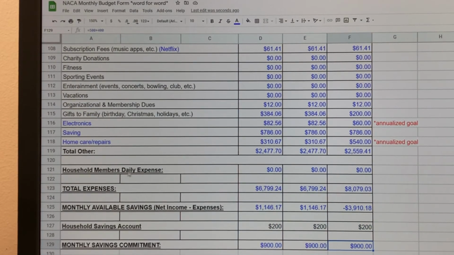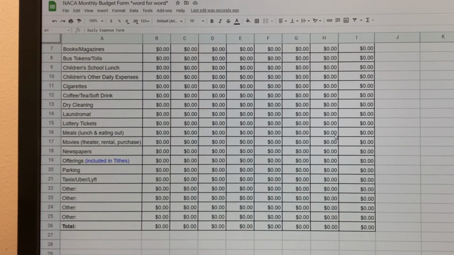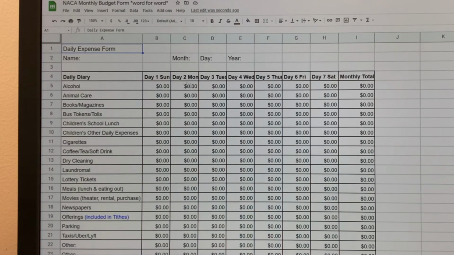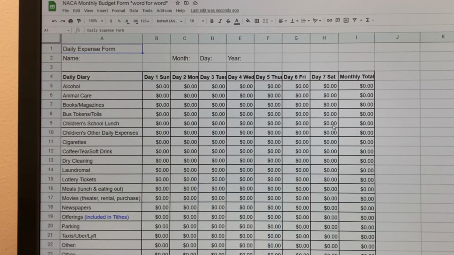And then here there's a daily expense chart, and I'll show you guys that. If you have any expenses that you do every single day, Monday, from Sunday all the way to Saturday, you can chart it on here, and this will help you figure out what your daily expenses are that you may need to reduce, or if you can't do without these things, it's another way to track them.